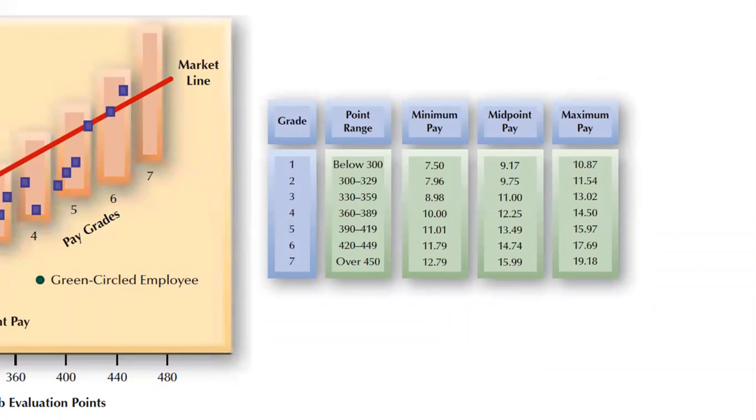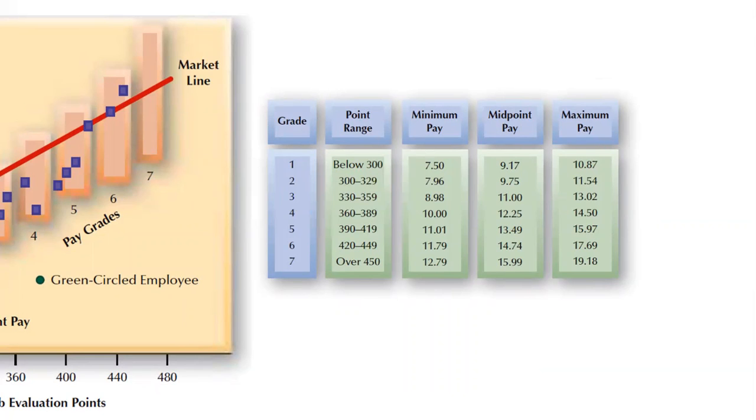This average of two figures in compensation is referred to as the compa-ratio. So if you want to follow the market line, you have to follow this midpoint, the average of the maximum and minimum. And this is the pay range: how much you can pay to a grade 1 employee is $300, to a grade 2 from $300 to $329, and to a grade 3 from $330 to $360. That is how the data is designed.